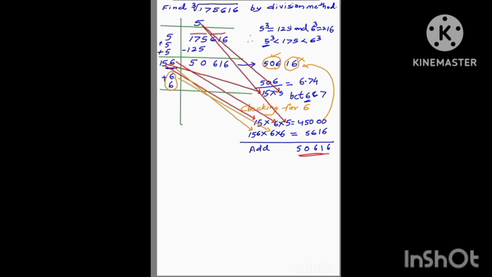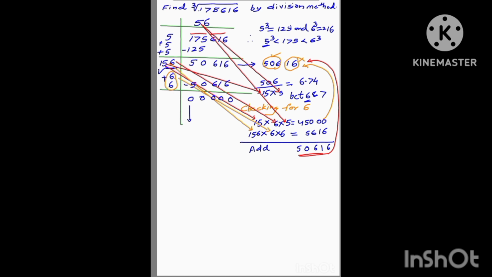This is the same number. See, this is the same number. So your 6 is correct. So 50616, subtract it and you get 000. Now we can speed up.